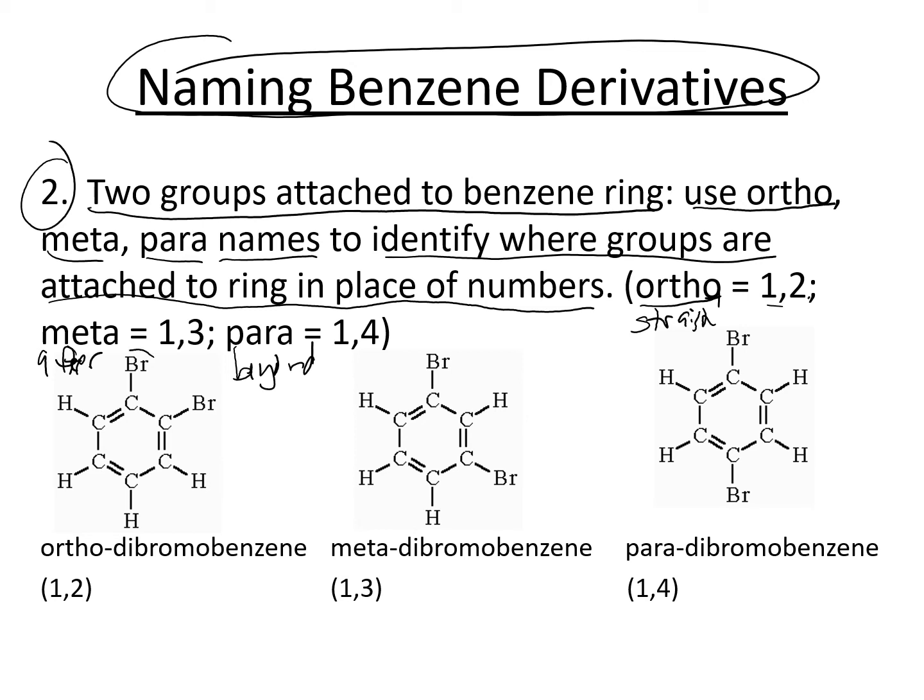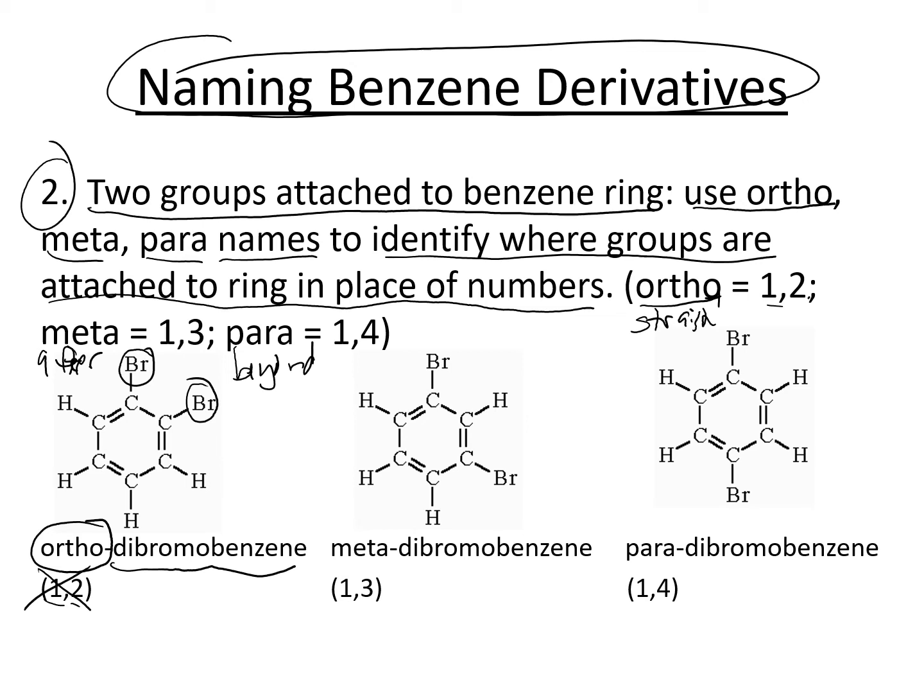The first one, we have 2 bromines attached to benzene. So that gives us dibromobenzene. And then normally we would say the positions are at 1 and 2. But anytime you have two groups attached to a benzene, instead of using the numbers 1, 2, you're going to use that prefix ortho.